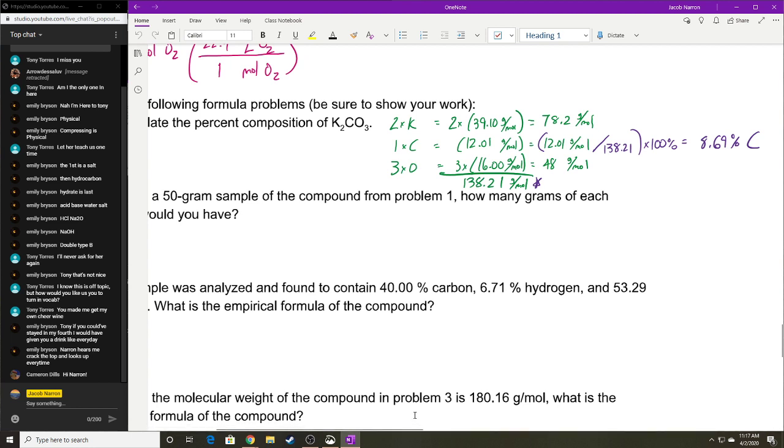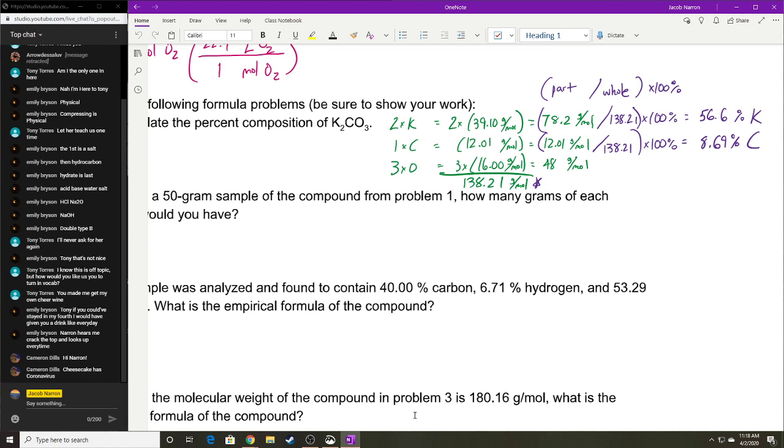Do the same thing with potassium. Now, I'm going to divide this by 138.21. Look, we're doing part divided by whole, times 100%. That's all we're doing here, because that's how percentages work, y'all. All right, so 78.2 divided by 138.21 times 100, and I get 56.6% potassium. Okay, do y'all kind of see how this is working out?